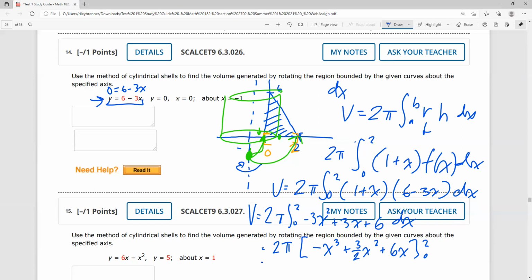And we're left with 2 pi times negative 2 cubed, which is 8, plus 2 squared, which is 4, divided by 2 is 2. So 2 times 3 is 6, plus 6 times 2 is 12. And this becomes, let's see, negative 8 plus 6 is negative 2. Negative 2 plus 12 is 10. So it's 10 times 2 pi, or the final answer, 20 pi.